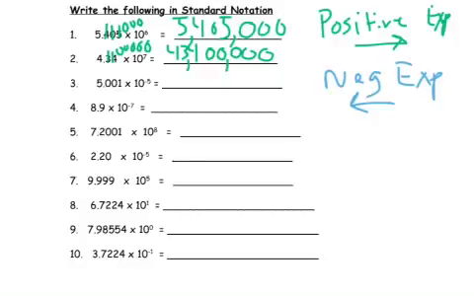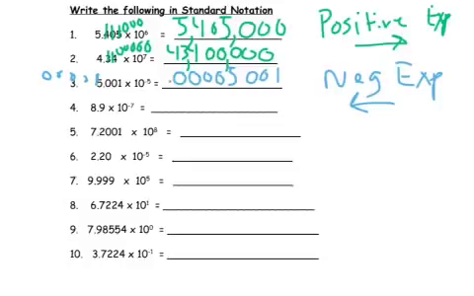The next one is negative, so I'm not moving to the right this time, I'm going to move to the left. So I already have 1 digit to the left, so I have 1, 2, 3, 4, 5. So my answer would be point with your 4 zeros, and then 5, 0, 0, 1.